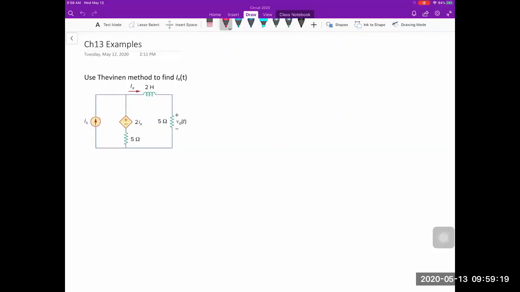The way that you find the V_TH and R_TH is all the same, except that you transform it into the S domain for the Laplace transform. So let's look at how we solve this. The procedure of solving a Laplace transform problem is the following. The first step is to find the initial value.